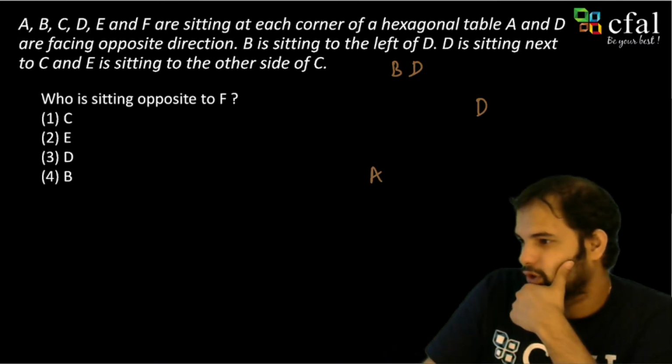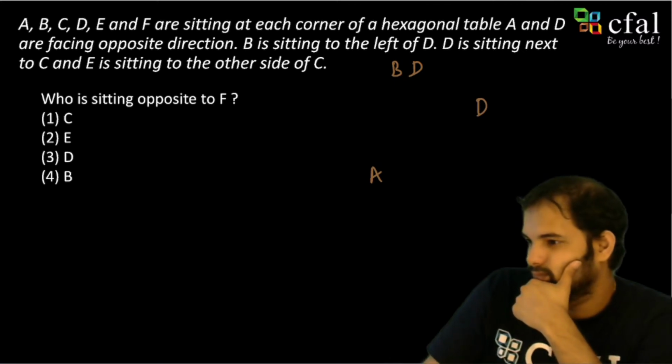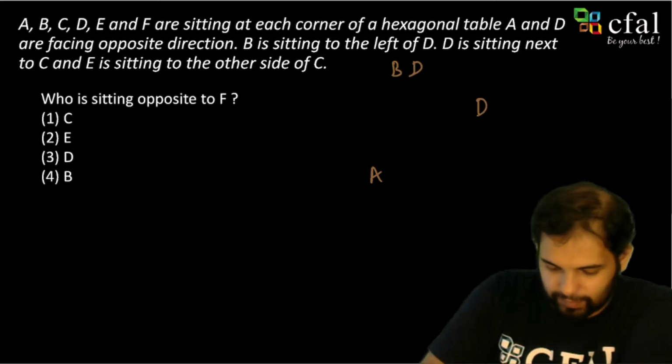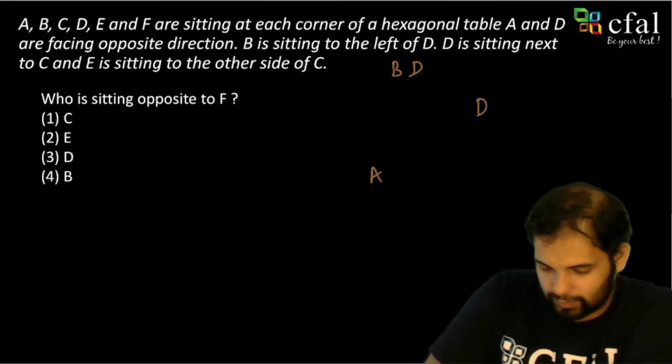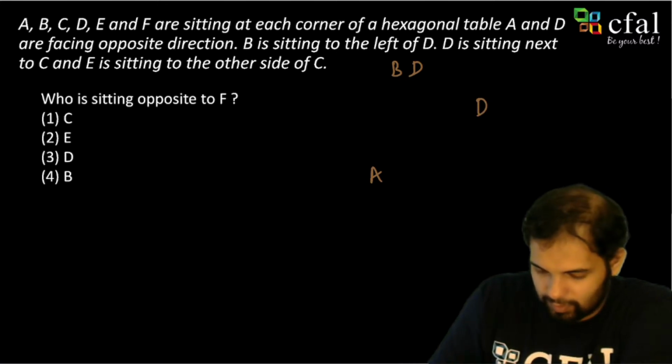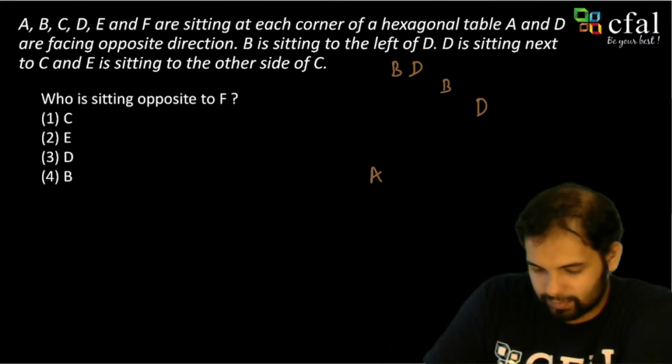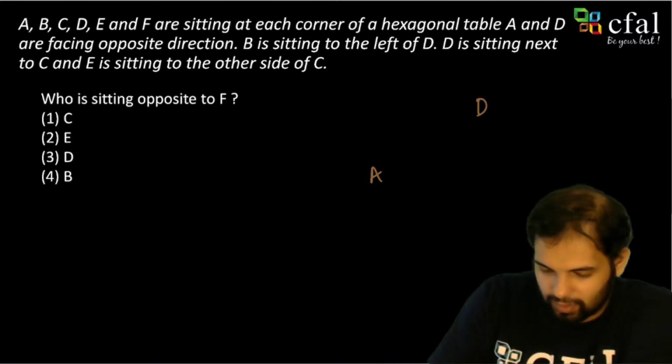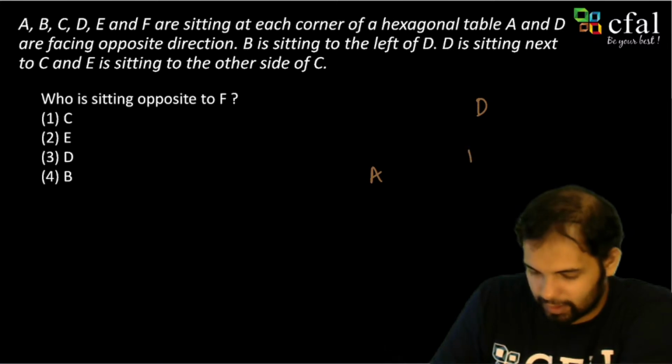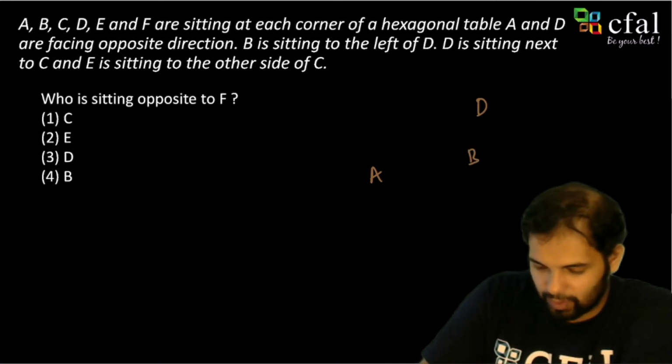Shubham, can you speak? Yes, sir. B is the answer. As A and D are sitting opposite, and so B is on the left of D. So we will make B here, on the left. Is it fine? No, sir. Opposite side. B is on left. Oh, nice. Circle. So B is here? Yes, sir.